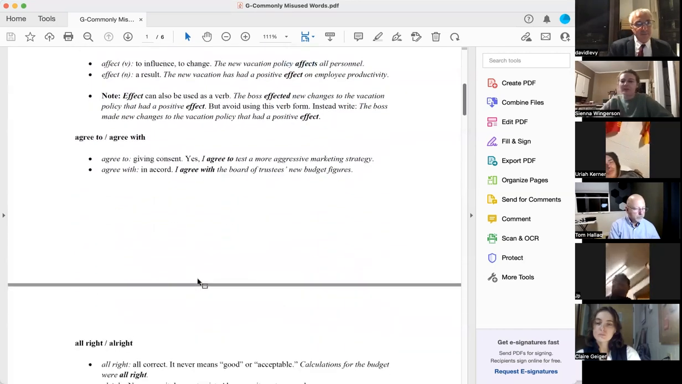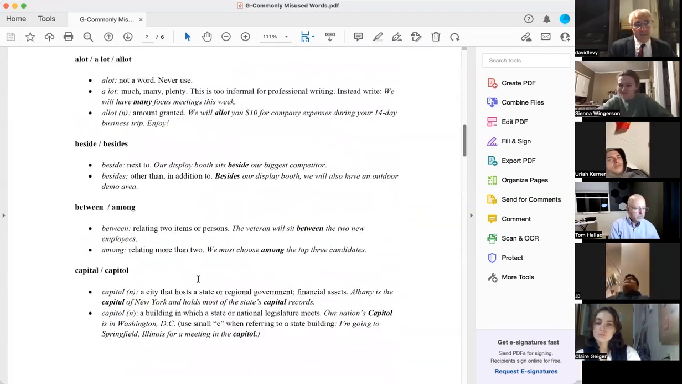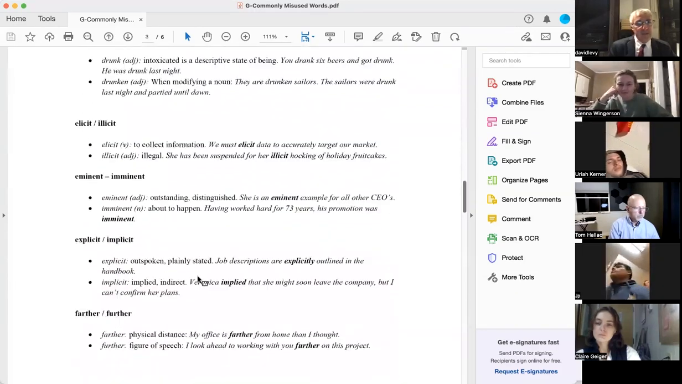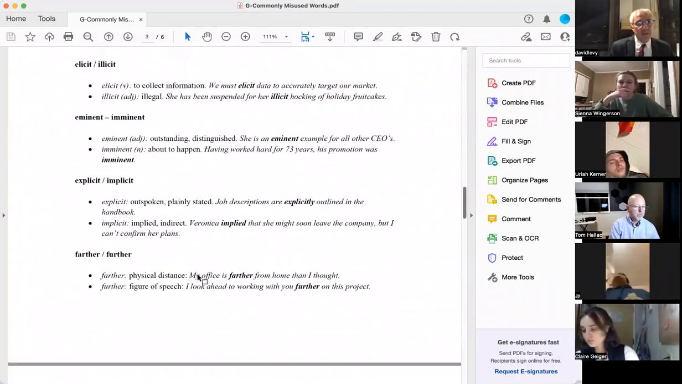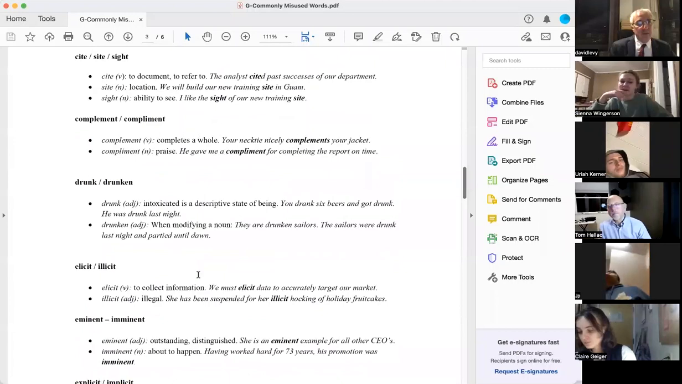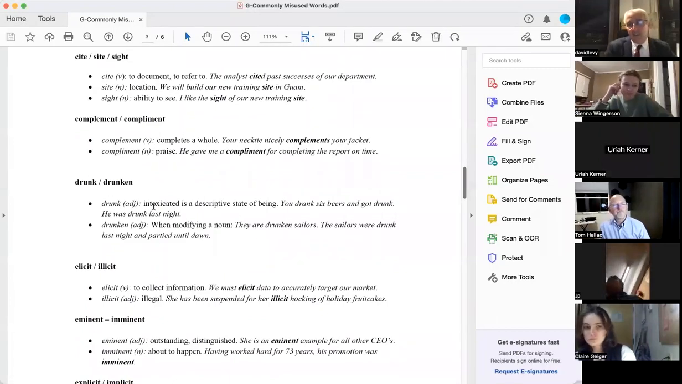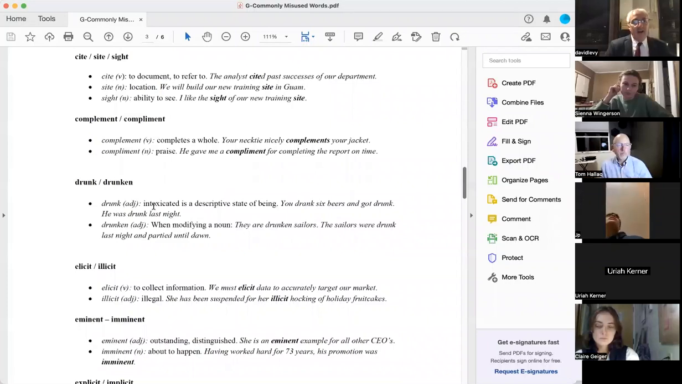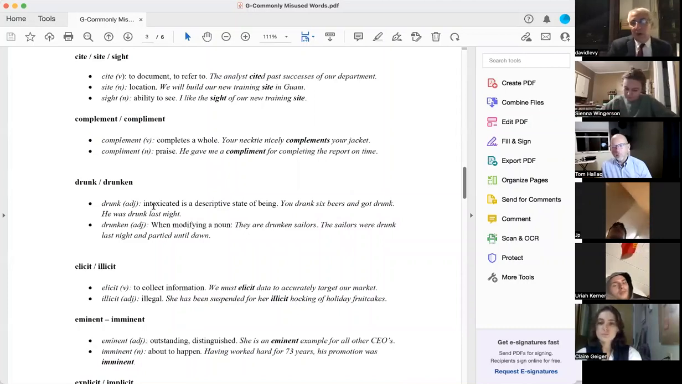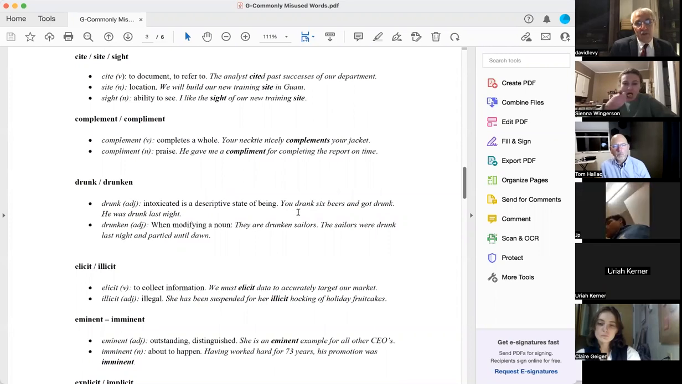Then we've got, let's go down here. Drunk and drunken. I think a number of people had trouble with this one. They're both adjectives, all right? The big difference is that one modifies a noun directly. So if I had a sentence or a series of sentences like this: you drank 6 beers and got drunk. He was drunk last night.